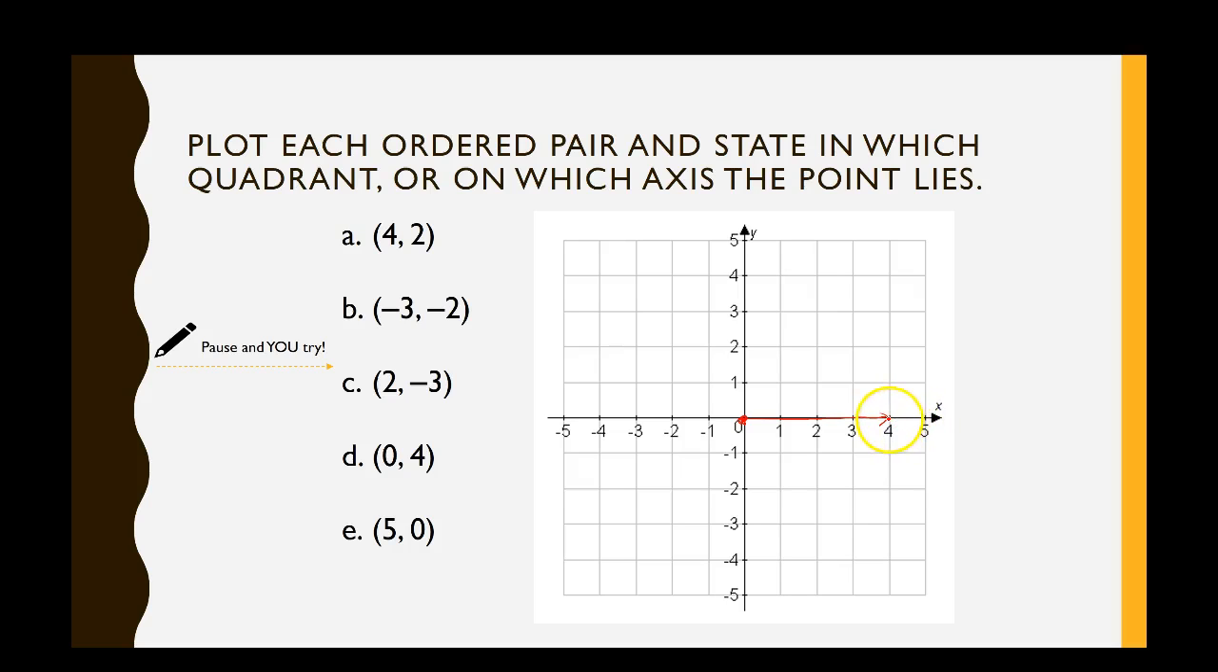Then from that, I'm going to go up 2. So you go 1, 2. Notice I didn't go back to the origin. I'm following the directions. Right 4, up 2. So that is 4, 2.